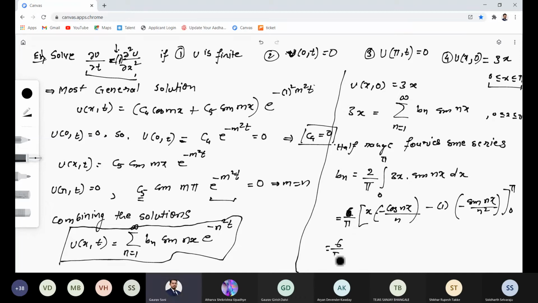So 6 by pi, put the upper limit: minus pi cos n pi by n, sin n pi is 0, and you put the lower limit, both of them are 0. So we'll have minus pi cos n pi by n. So this pi and this pi will get cancelled out. Cos n pi is minus 1 raised to n. So minus 6 minus 1 raised to n by n. This is the value of bn. So 6 into minus 1 raised to n plus 1.